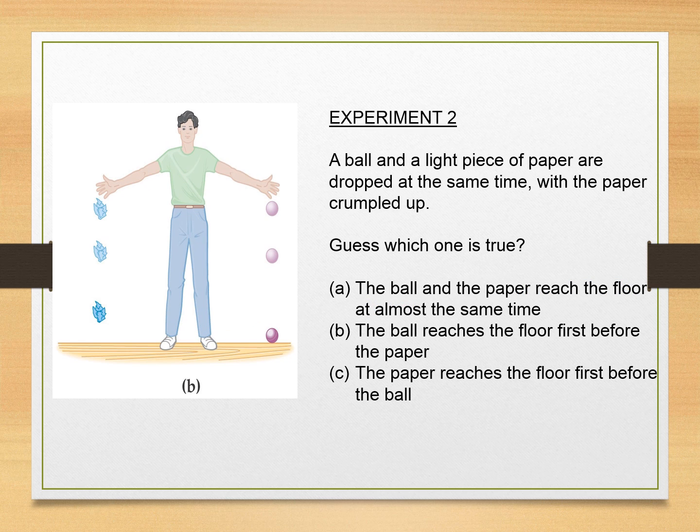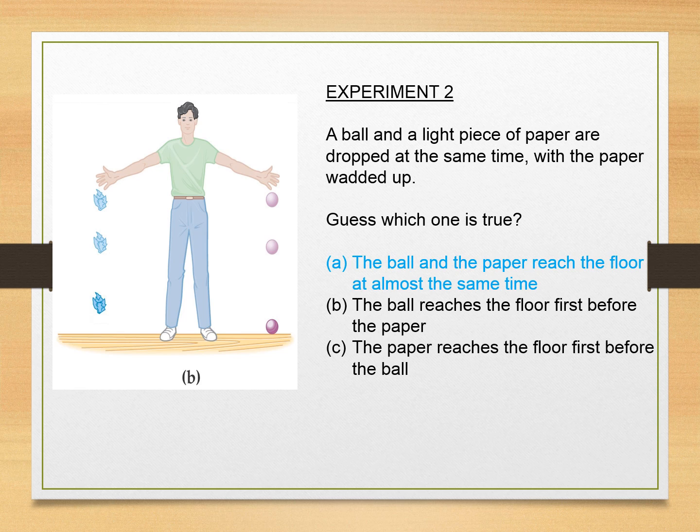Okay, before we look at the explanation, let's look at experiment 2. A ball and a light piece of paper are dropped at the same time. Actually, this is the same as experiment 1, but now the paper will be crumpled up. So, guess which one is true? The answer will be A. The ball and the paper reach the floor at almost the same time.